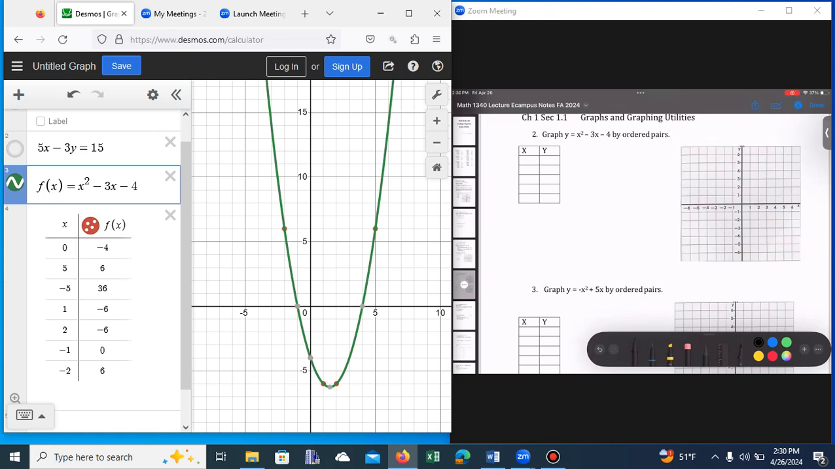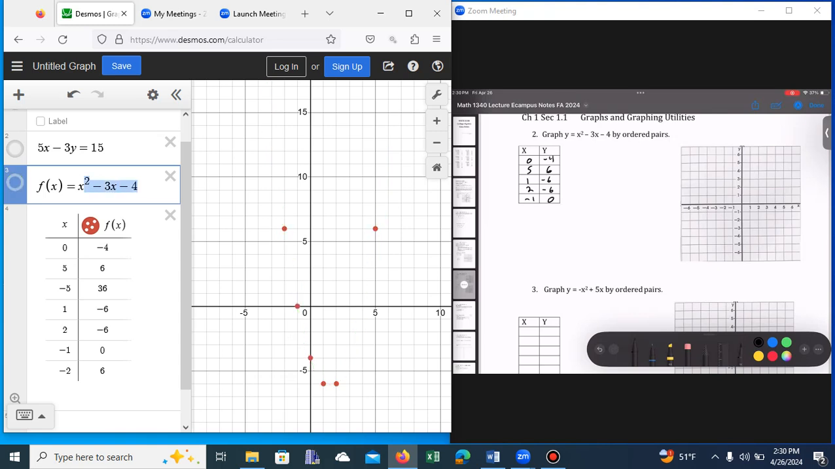All right, so here we have now the quadratic. We can graph some of these points: 0, -4, 5, 6, 1, -6, 2, -6, -1, 0. Of course, there's more points graphed, and it all falls on this quadratic. So once you have it graphed, then you just connect the dots following the equation. But when you know what the equation looks like, it makes it a lot easier to know what to graph.